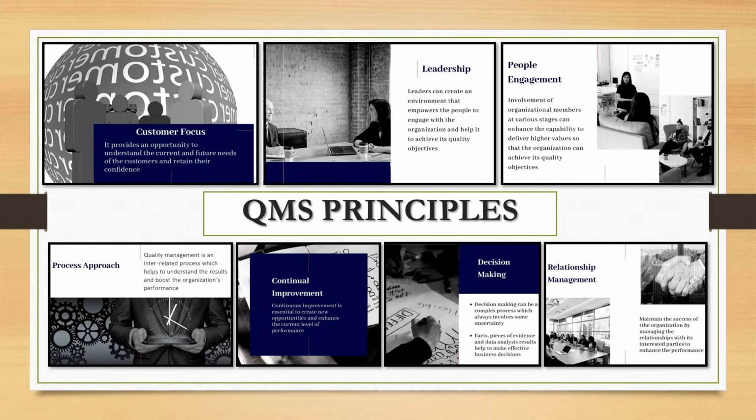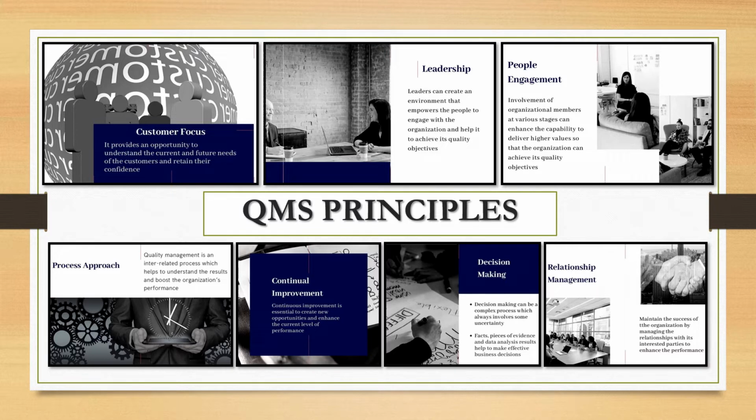Leadership. The organization must ensure that suitable leadership is provided at all levels to achieve sustained success. Good leaders can create an environment that encourages their people to achieve their quality objectives. People engagement. Yes, without people, nothing can be done. So the engaged people must be competent. They must enhance their knowledge and skills regularly, effectively, and be engaged at all levels to achieve the quality objectives.